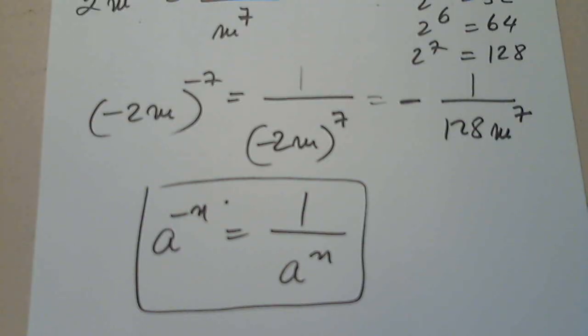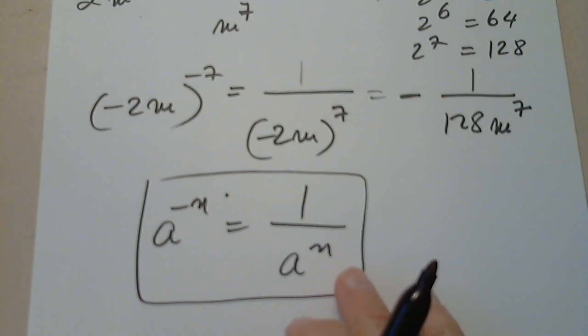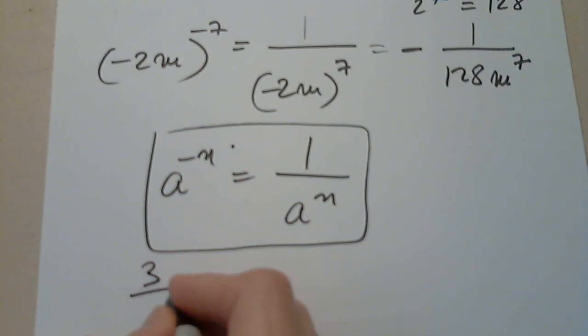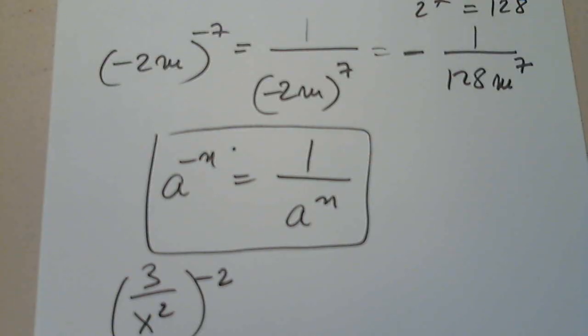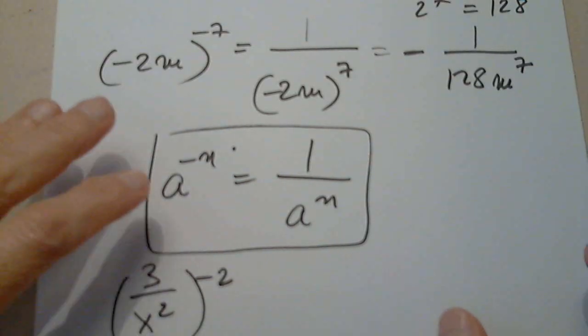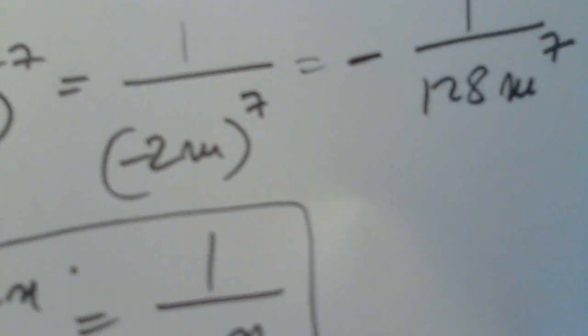Is this okay? Okay, back to our problems here. Let's look at 20. Okay, let's talk about 20. So 3 over x squared to negative 2. I want to talk about this. This is an important situation. I'll come back to the problem in a second.